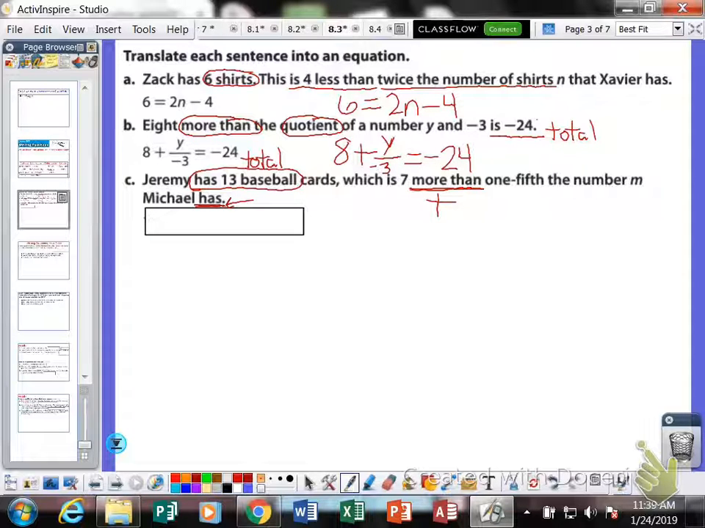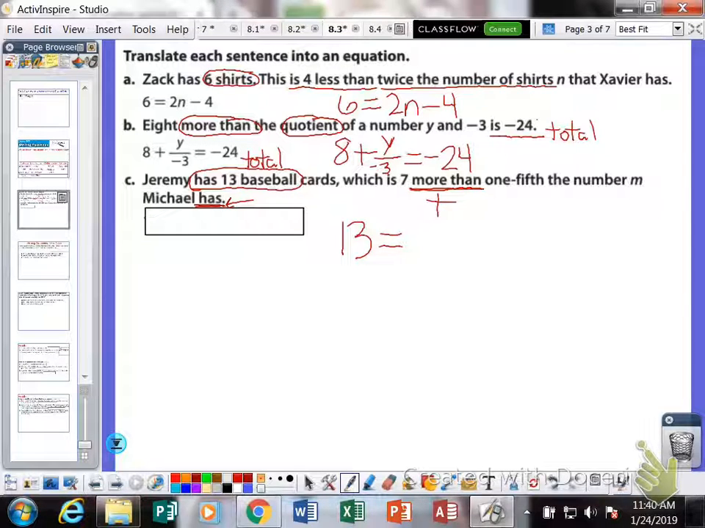So we can start with our total, 13, equals 7 more than 1/5 the number M. 7 more than means addition, 1/5 the number M, so 1/5 M. And that would be our equation there.